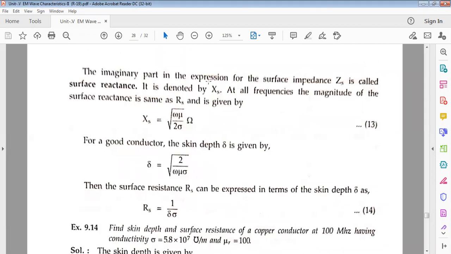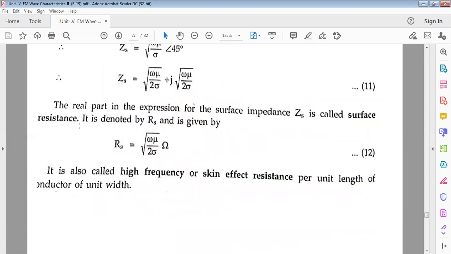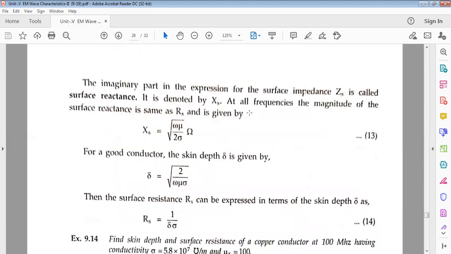And the imaginary part in the expression for the surface impedance Zs is called surface reactance. The real part is the surface resistance, and the imaginary part of the surface impedance is called the surface reactance. We can represent the surface reactance as Xs, and Xs is equal to under root of omega mu by 2 sigma.